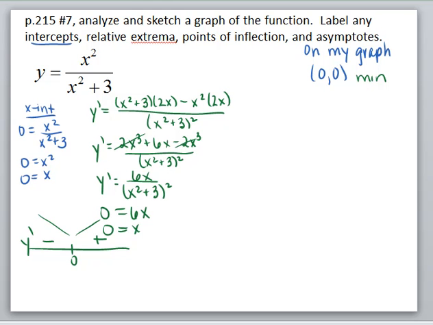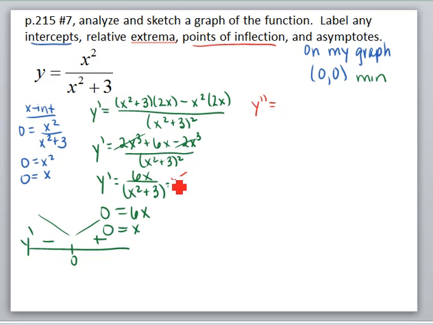Alright, the next thing we're going to do, since we found our relative extrema, is find the points of inflection. The points of inflection occur at the second derivative, so we're going to go ahead and try to fit the second derivative onto this page.